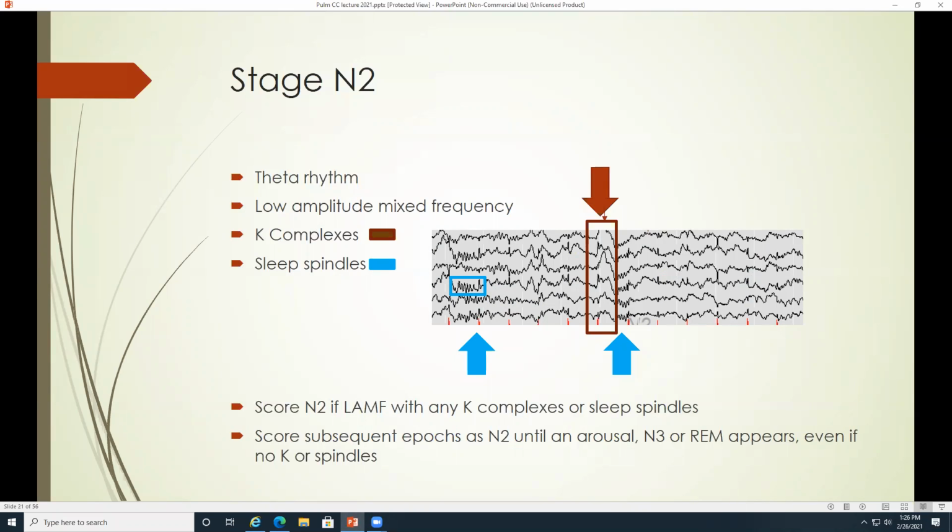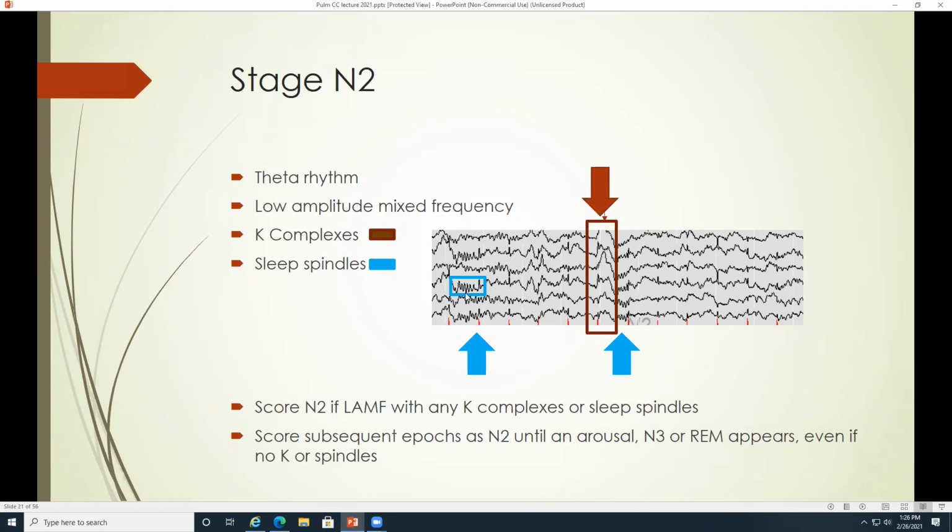So next is N2. Again, more theta rhythm. You're going to have more of the low amplitude mixed frequency. And then you're going to see one of these two things: a K complex or a sleep spindle. A K complex is going to be pretty obvious. It's going to jump out at you. It's a sudden deviation with a spike up or down, and it jumps out like a mountain peak in the middle of the sleep study.